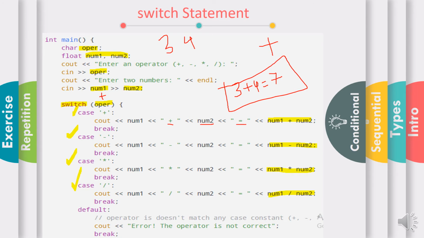Now, what will happen if the user enters multiplication? It will check for the cases. Is multiplication matched with this? No. With this operator? No. With the third operator? Yes, it is matched with the third operator. So, this statement will be executed. 3 multiplied by 4 is equal to 12. So, this will be the output.